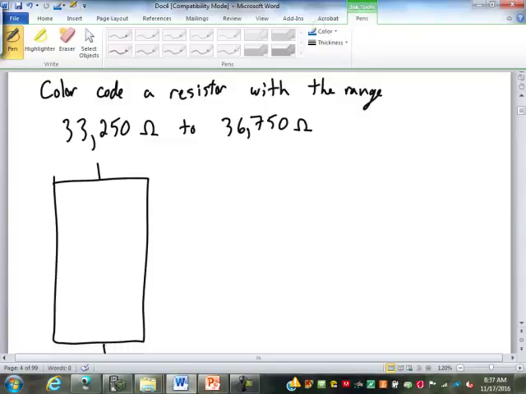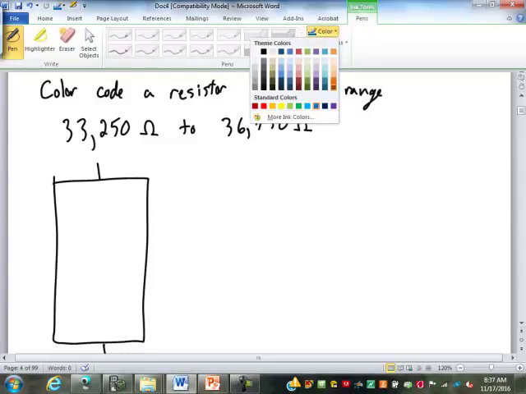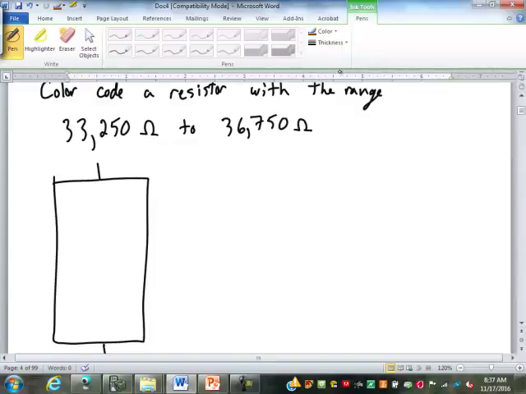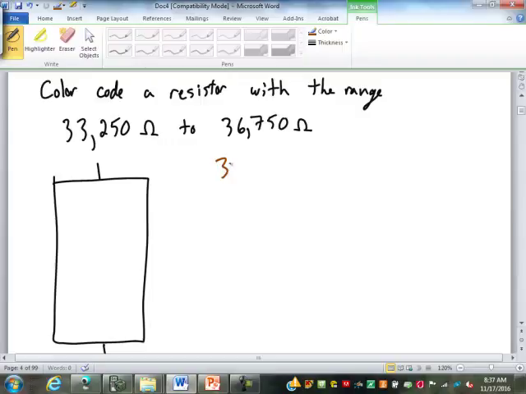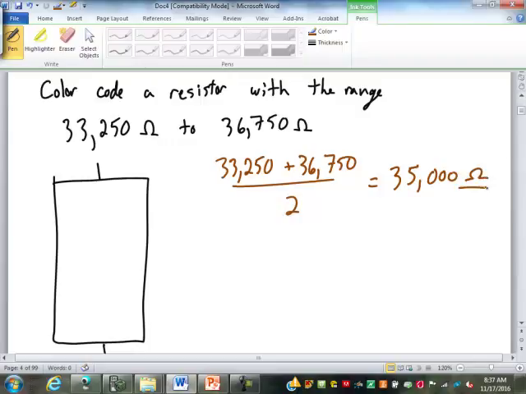Okay, so looking at this one, the first thing we need to find is that desired value, sometimes called the ideal value. How do I find that value? It's in the middle of them, right? So I add them together. Divide by 2, what do I get? 35,000. So 35,000 ohms, that's my desired value.